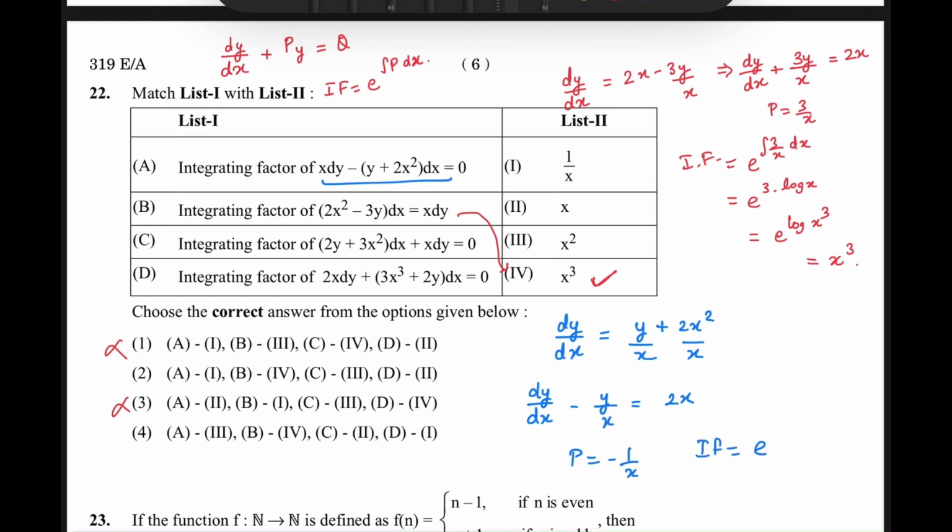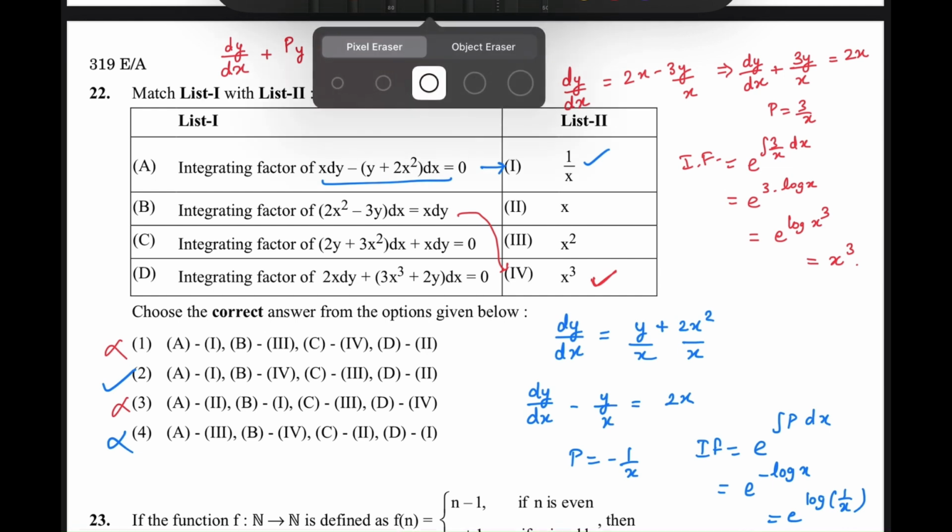Again, e to the power integral of p dx. So e to the power integral of minus 1 by x, which gives you log 1 by x. And what is e to the power log 1 by x? It is 1 by x. So a matches with 1. So if a matches with 1, then 2 is the correct answer, 4 is the incorrect answer, right? So we have solved 2 differential equations out of these 4 and we are done.